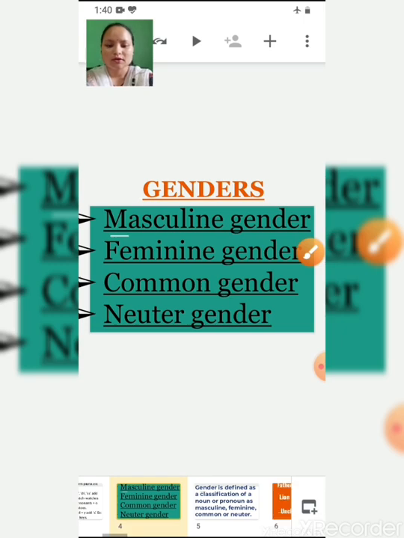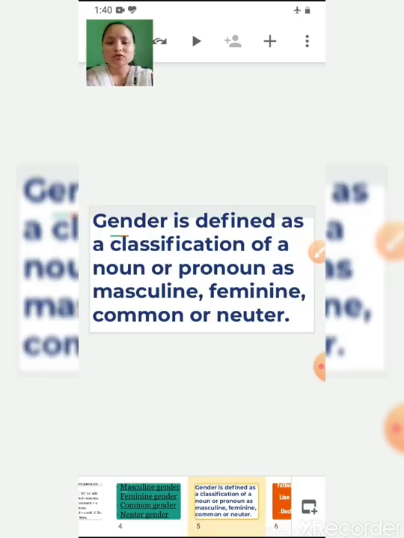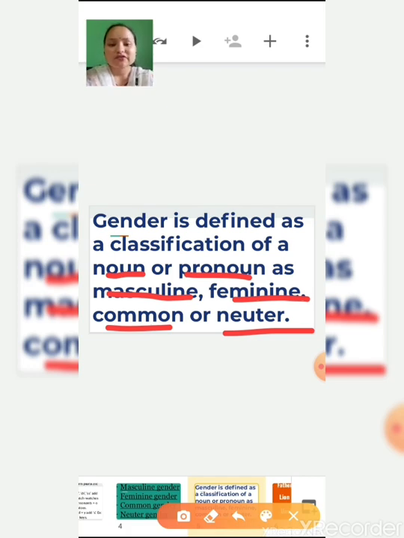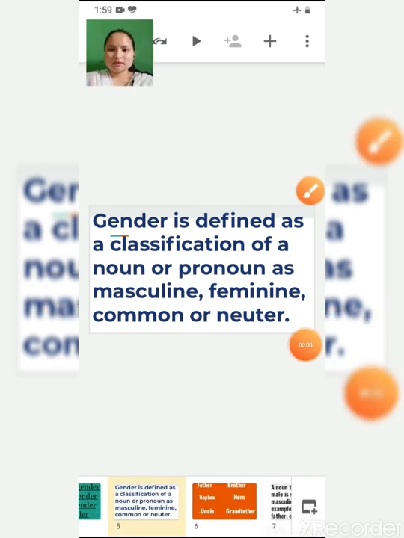Now let's move on. So here comes gender. Before we go through these in detail, let's learn what gender is. Gender is defined as a classification of a noun or pronoun as masculine, feminine, common or neuter. That means these nouns and pronouns are classified into these genders.